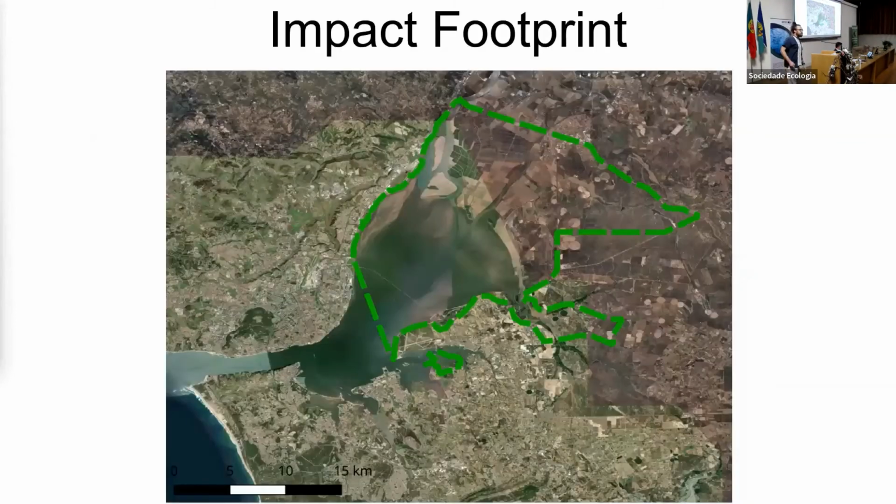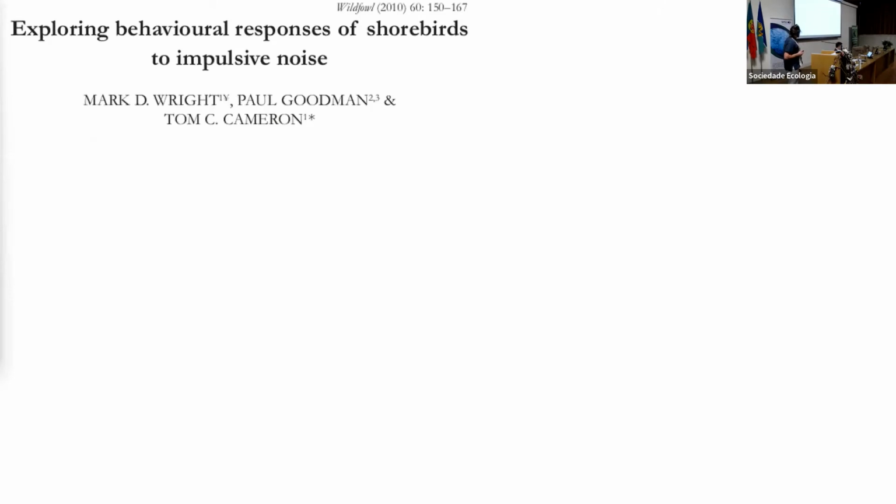Okay, so what about the impact footprints? I'm sure some people are aware, this is apparently the best place to build an international airport. And impacts of airports on birds can have a variety of negative effects. One that's been getting a lot of attention here is noise.